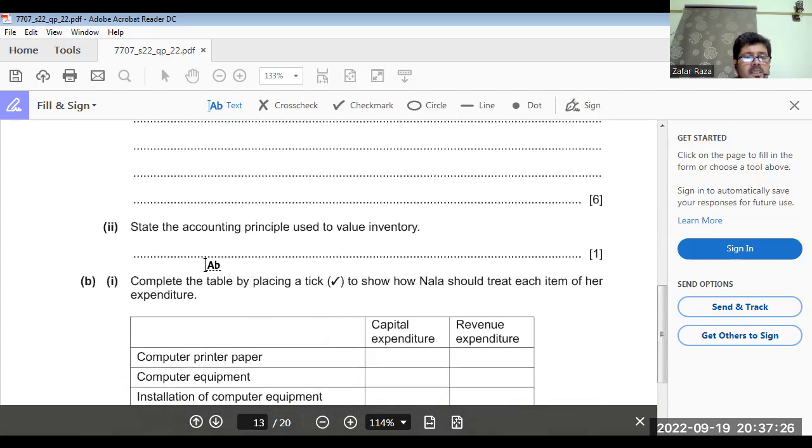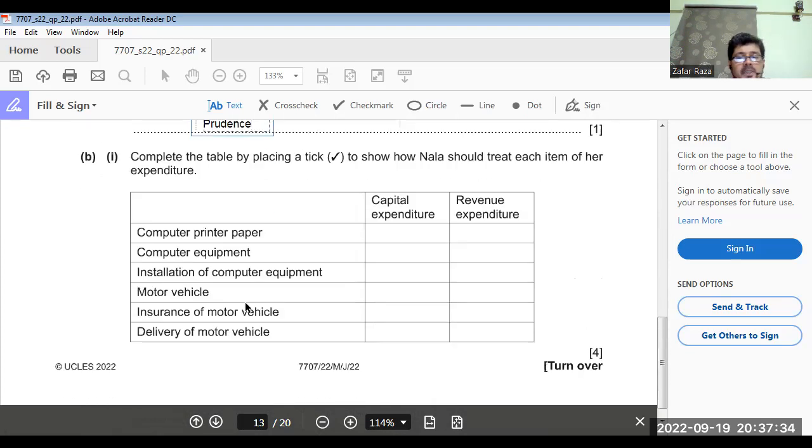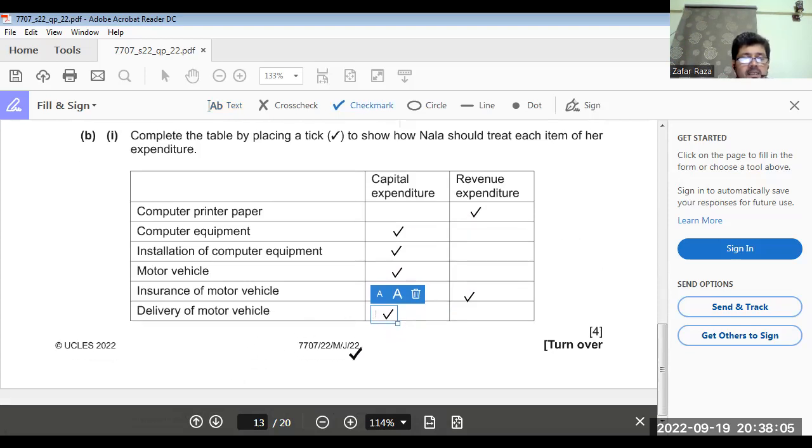Accounting principle for valuation of inventory: prudence. Prudence. Computer, printer, paper, we have to tick. Is it a revenue expenditure? Yes. Computer equipment is capital. Installation is capital expenditure. Motor vehicle is capital expenditure. Insurance on motor is revenue expenditure, and delivery of motor vehicle is capital expenditure. And okay, capital expenditure, the biggest sign is it is incurred once. Okay, don't forget that. Are we over?